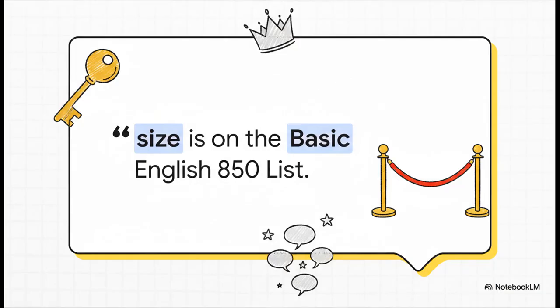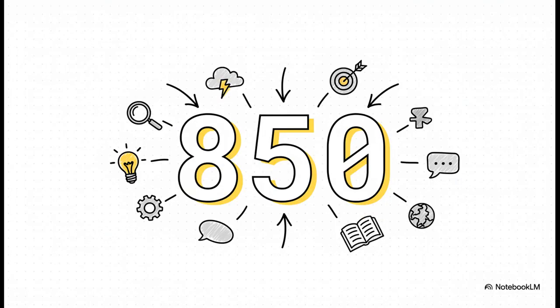And boom, there it is. Size is on the Basic English 850 list. Now, this isn't just any old list of words. This is a carefully chosen, incredibly powerful toolkit for communication. The core idea here is pretty radical, actually. It's the belief that with just 850 carefully selected words, you can explain almost anything, no matter how complex it is.